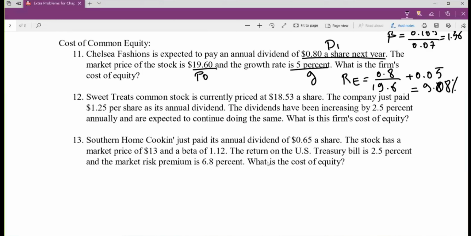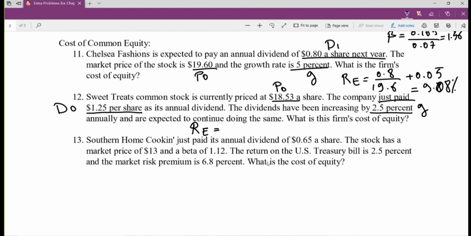Now for number 12. So here we have a stock currently priced at 18.53. This is P0. The company just paid $1.25 per share. So this is D0. The dividends have been increasing by 2.5% and are expected to continue doing the same. So the growth rate is 2.5%. So still I'm going to apply the dividend growth model.